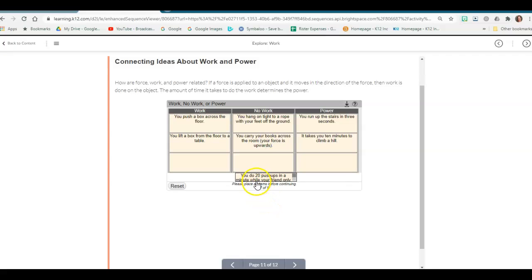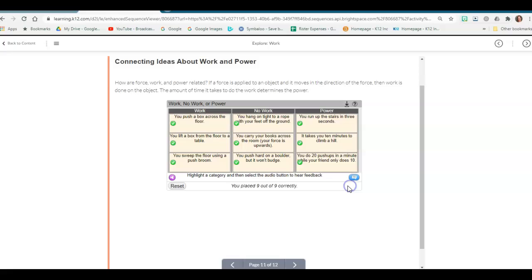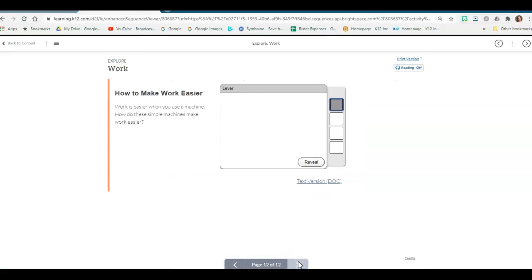You do 20 push-ups in a minute while your friend only does 10. 20 push-ups in 1 minute. So you're able to calculate power. You sweep the floor using a push broom. So the broom is moving. And then you push hard on a boulder, but it won't budge. No work is being done. Let's check those. So we got all of those correct.